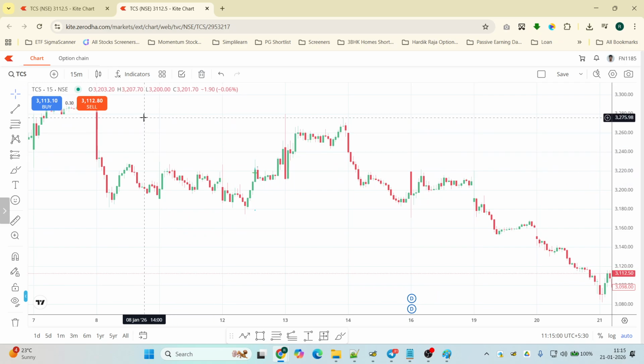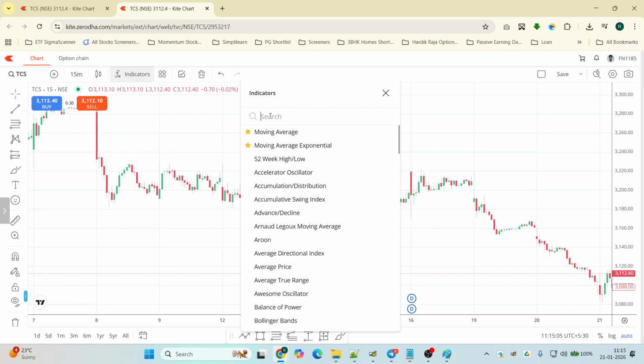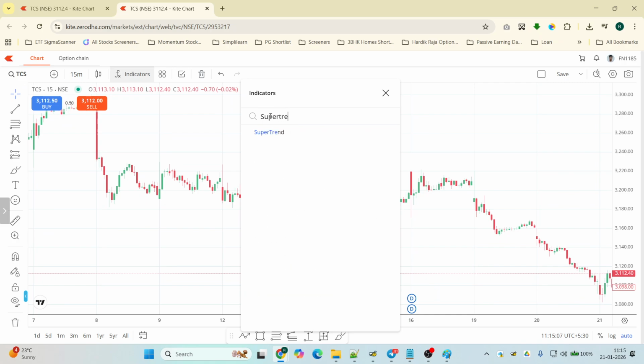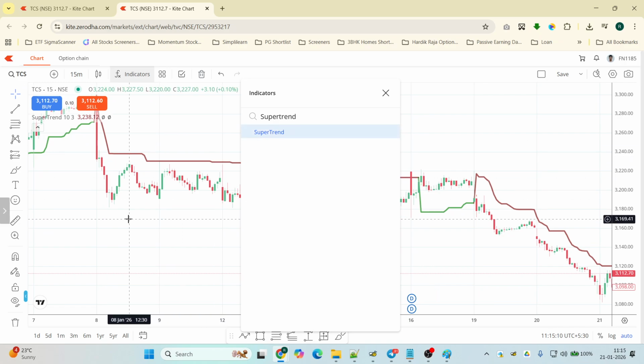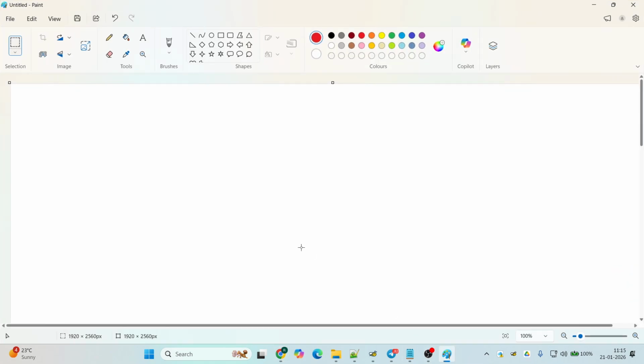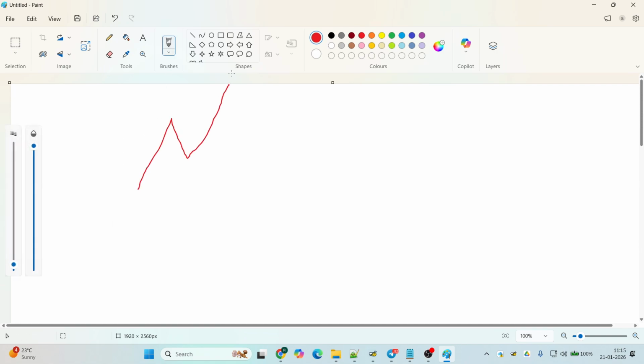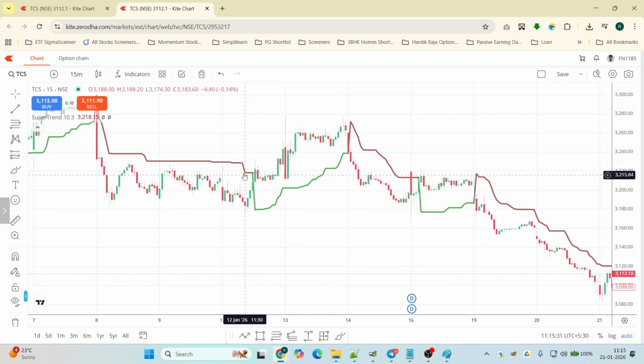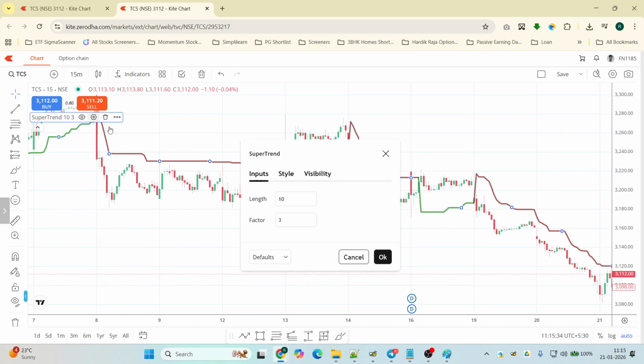Okay, so guys, how to add the super trend indicator? Same process: FX indicators, super trend. You just type, click it, and you will get the super trend indicator as I showed you, like how it will appear. The price is going like this, right? And the super trend indicator will follow something like this. So this is how your super trend indicator looks. Basically this is the default setting.